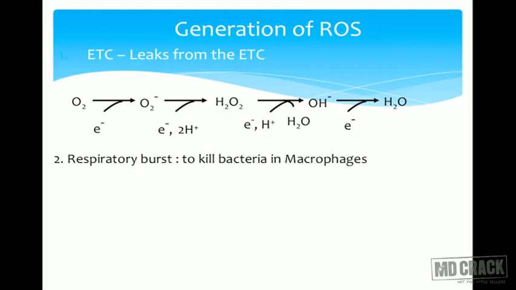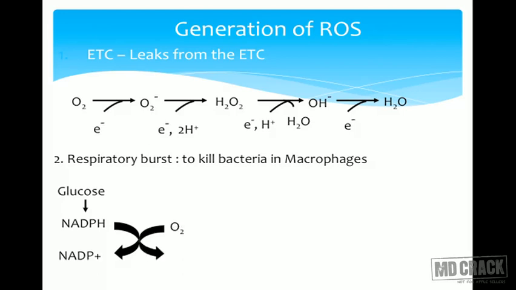Now, one more important mechanism whereby reactive oxygen species are produced within the cells is the respiratory burst, which happens in macrophages to kill the bacteria. We have already seen that, but I'll just revise it. Glucose forms NADPH by the HMP shunt. Now NADPH is acted upon by the enzyme NADPH oxidase, and it gets oxidized by oxygen to form superoxide. This is NADPH oxidase.